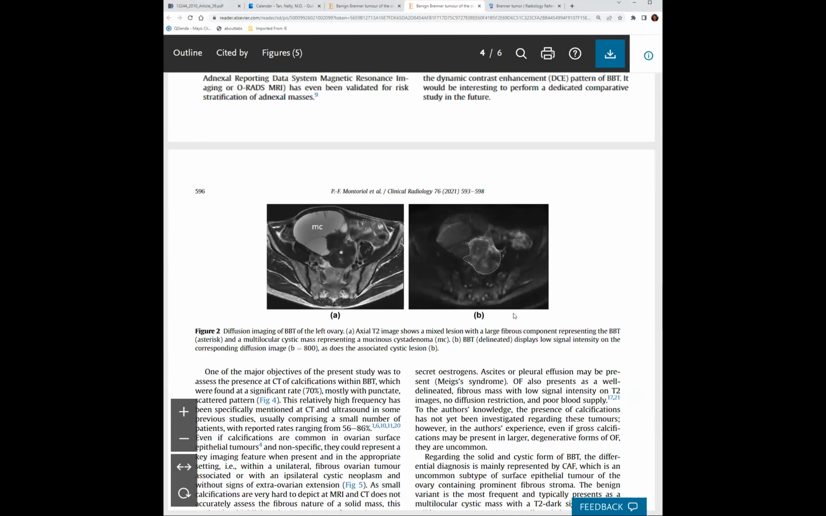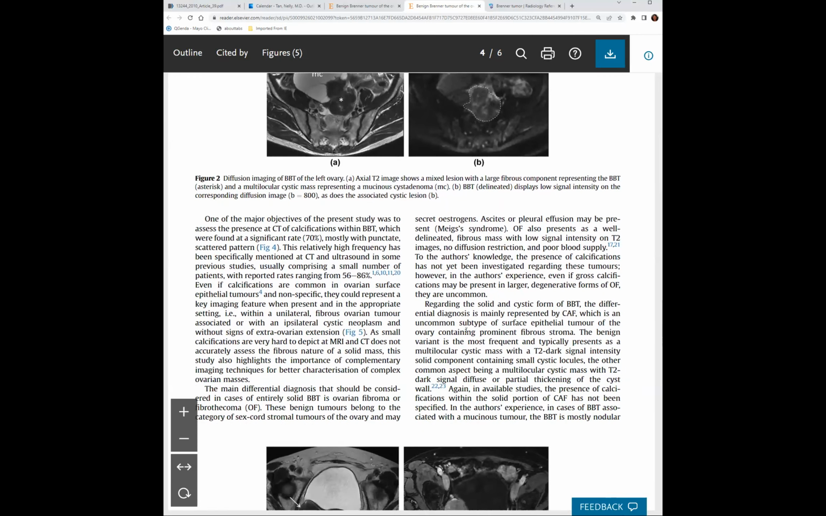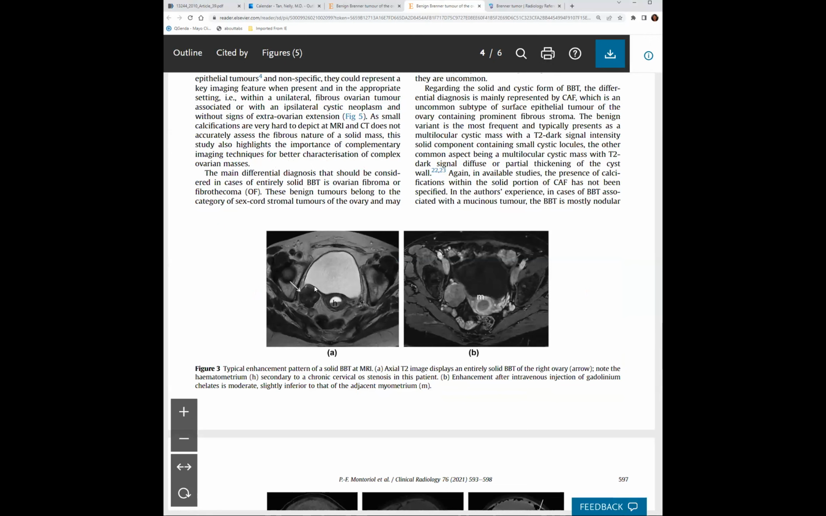And this paper that I found, they have some images of examples. So fibrous, so these are Brenner tumor. Here, I guess solid cystic diffusion. I don't know that the diffusion is helpful for me here. More examples of Brenner, and they do look like fibromas, right? Look at that. I could call this fibroma.